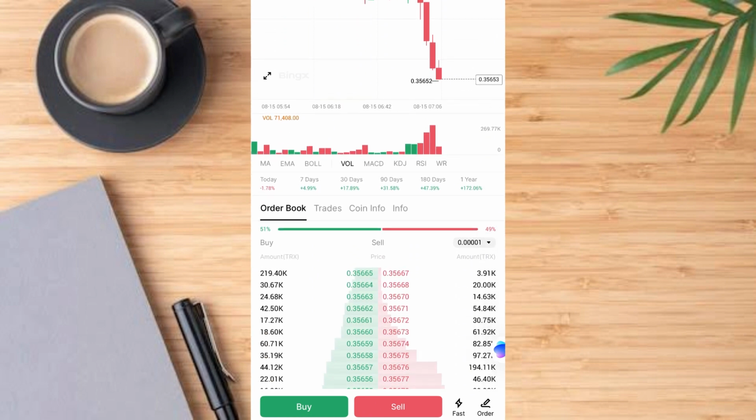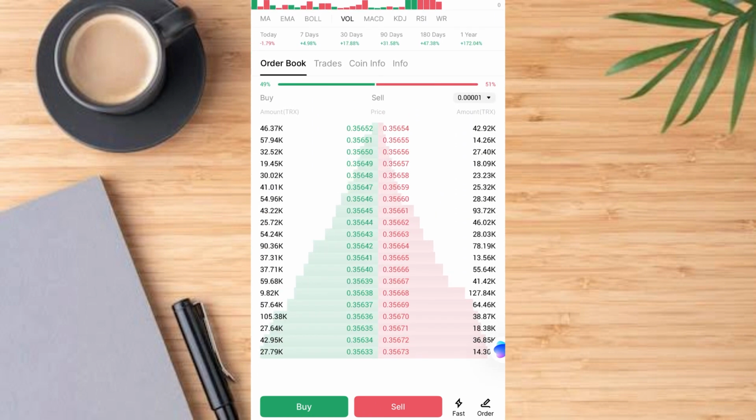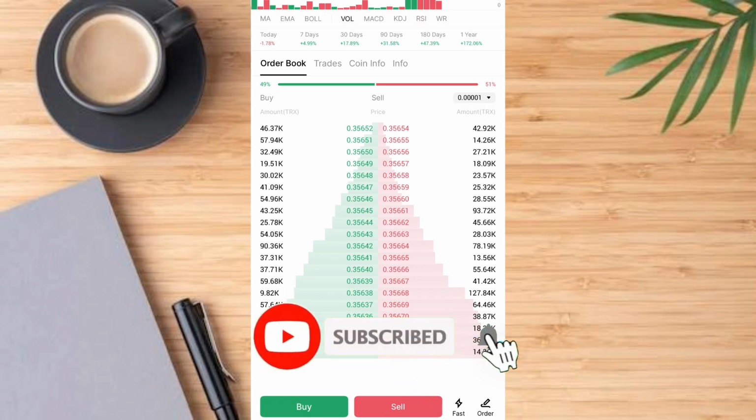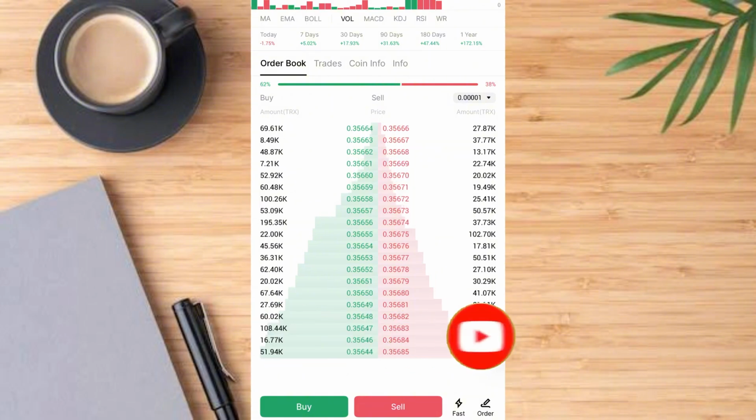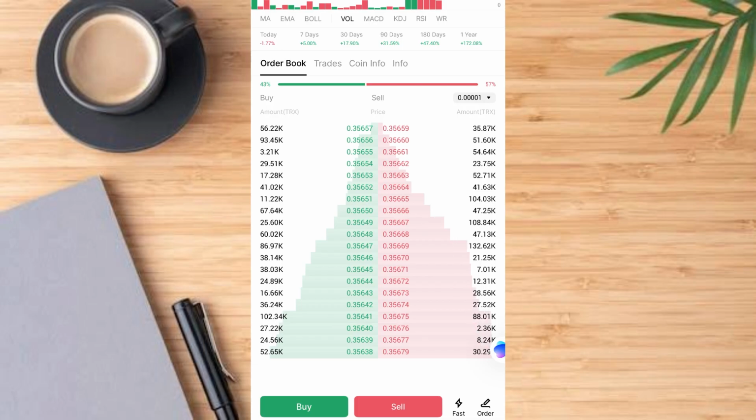Then if you scroll up a bit, you have some important options here. You have the order book, you have the trade, you have the coin information, and you have info. So I'm going to explain each of these in this video. The first one is the order book. Here you have the buy session and you have the sell session. It tells that a lot of transactions are going on this platform, and at the order book you have the prices attached to them, and you have it here.